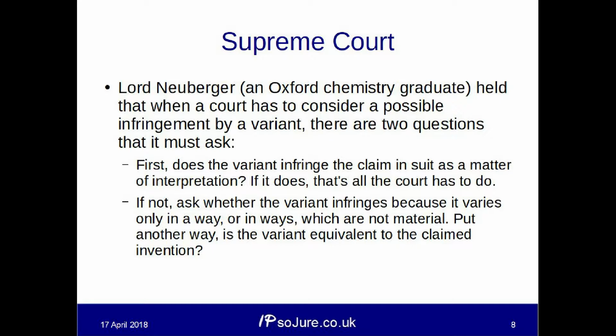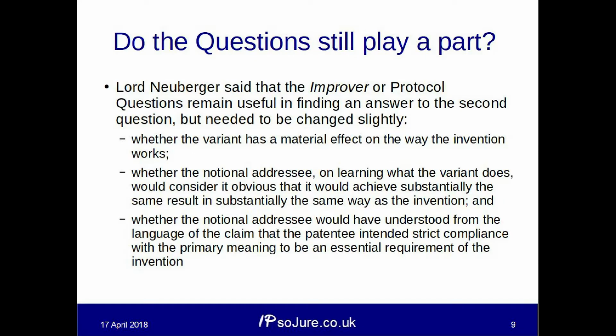Prior to Kirin Amgen, the courts had devised a series of questions which the judges were supposed to ask themselves in order to work out whether a variant fell within the terms of a claim. They were known originally as the Improver questions after the case in which they were first formulated by a new High Court judge called Mr Justice Hoffmann. They later came to be called the protocol questions because the protocol on the interpretation of Article 69 became the key document, and the questions were seen as a useful aid to applying the rules in the protocol.